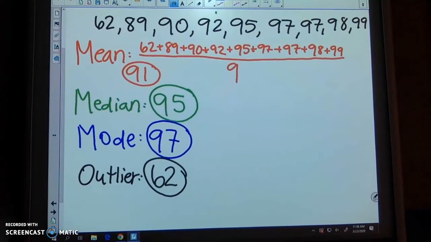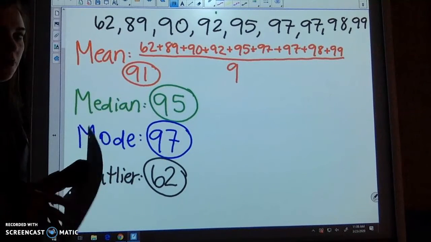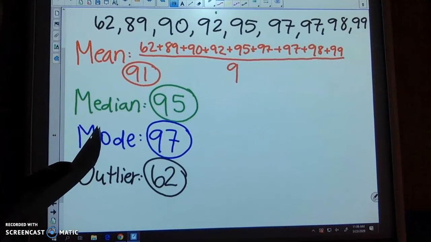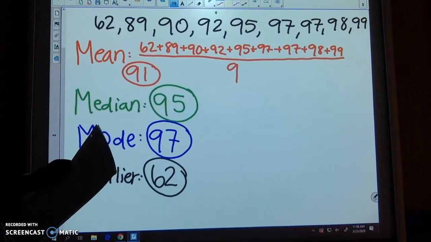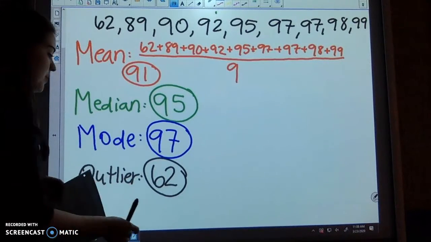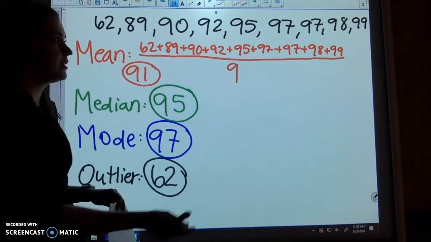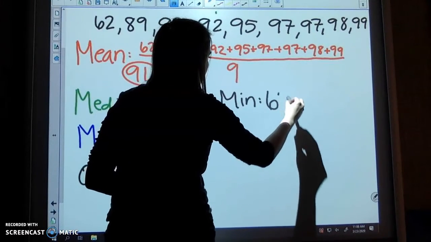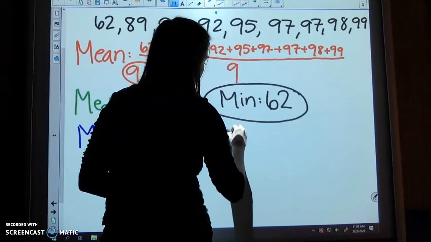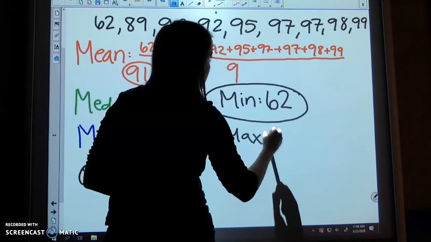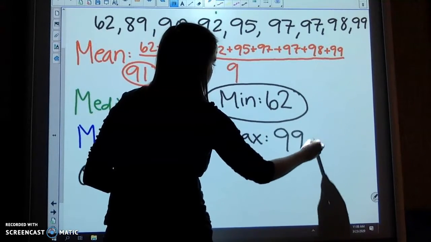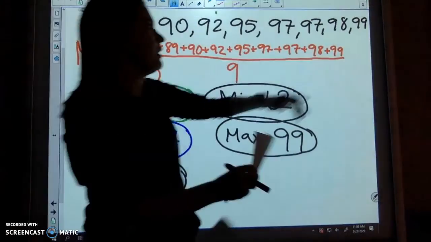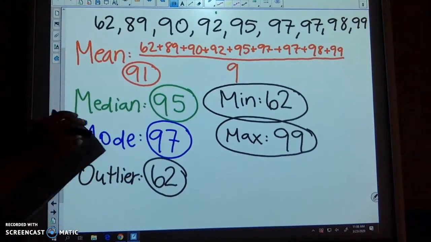All right, so the last few things we have to do in order to make a box and whisker plot is we have to be able to figure out our quartile 1, our quartile 3, and our minimum and maximum values. Let's start with minimum and maximum because we can figure those out really fast. Our minimum value is 62. And our max value is 99. All right? Just look at the lowest point for minimum, the highest data value for maximum.